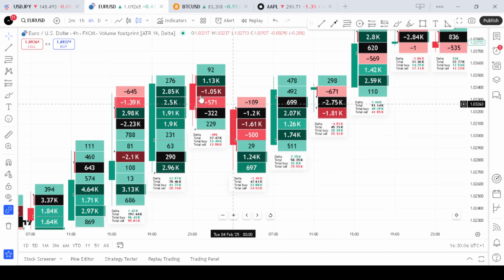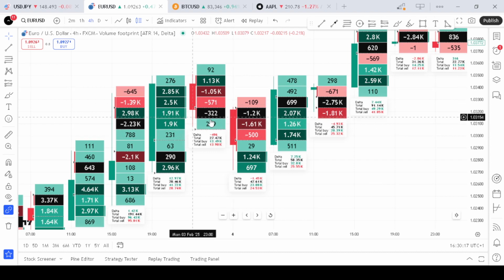Conversely, a strong bearish signal is presented when a downward price movement is accompanied by a negative delta. As you can see, a downward price movement with a negative delta. This is showing more selling volume.